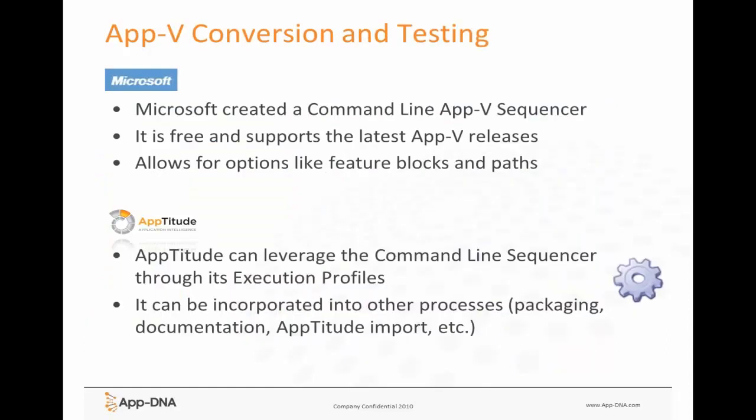So a little bit about App-V conversion and testing. Microsoft has created an App-V CLI, command line interface, and what this allows you to do is hands-free sequencing. It's free, it supports the latest App-V releases, and it allows for options like feature blocks and paths. So this is with 4.6 SP1, which offers you the ability to modify feature blocks and paths as well, which is a pretty good feature.